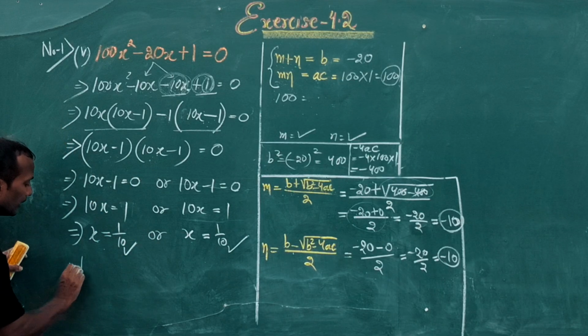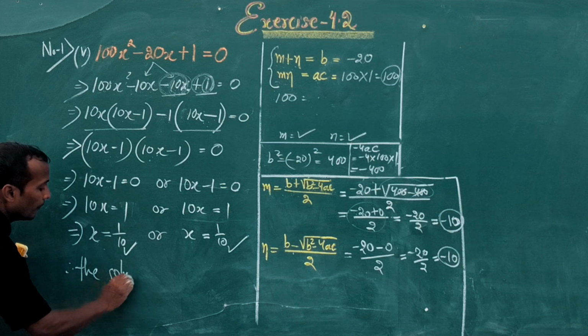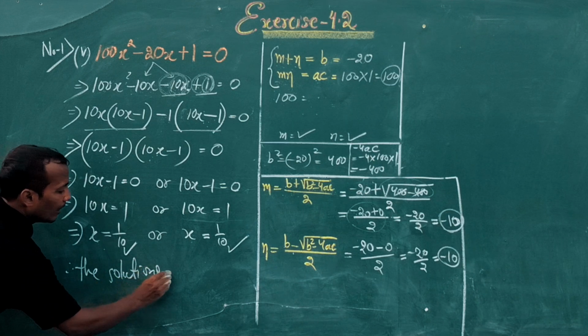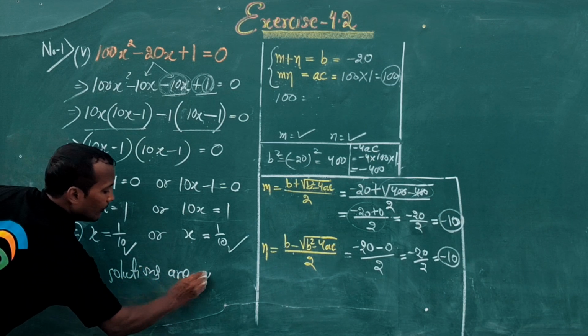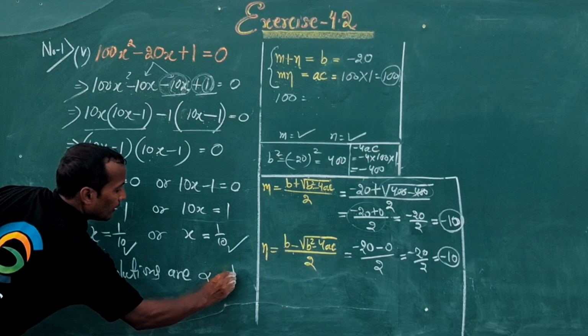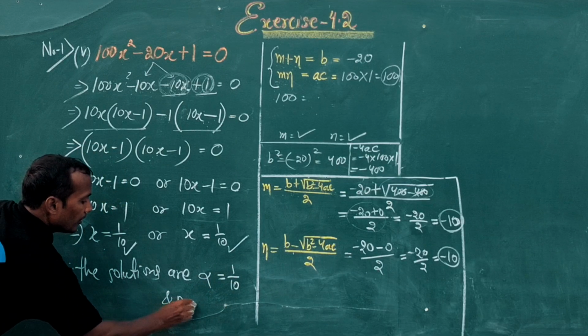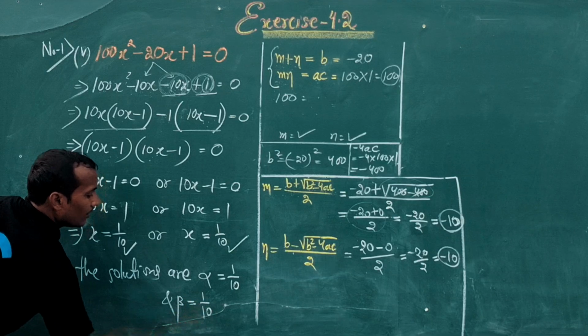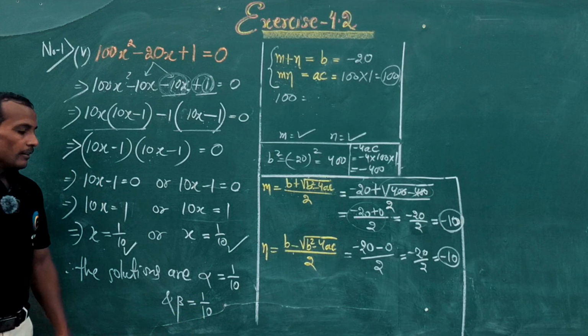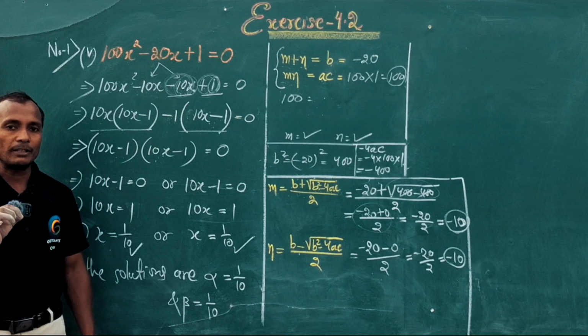Let me conclude with the last line. The solutions are alpha is equal to 1 by 10 and beta is equal to 1 by 10. Correct? So this is how we complete question number 1.